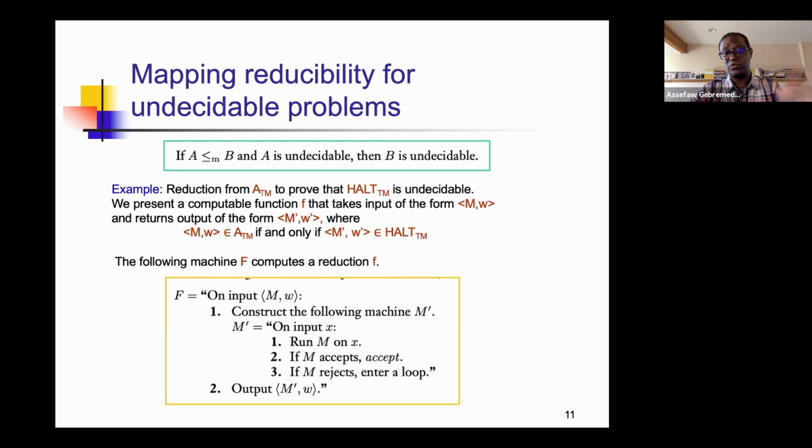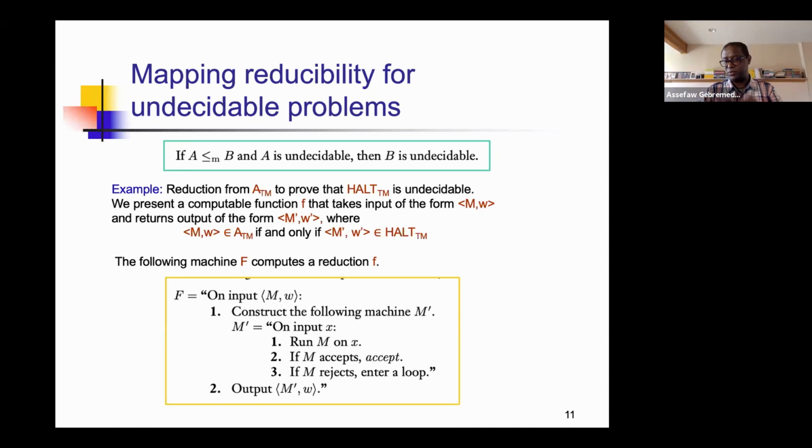What we are going to do now is make that computable function explicitly stated, and it will take the input of the form M and description of w, and it returns as output the description of M modified, where membership of M, w in ATM will be true if and only if the new machine M prime and w prime is in HALT. The function that does this computation we'll call big F. The reduction is a small function f, and the machine that will do this we'll call big F.